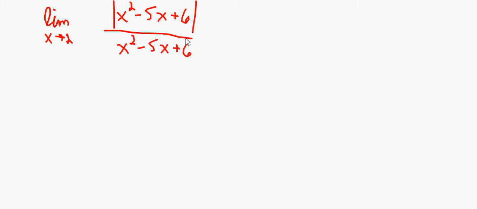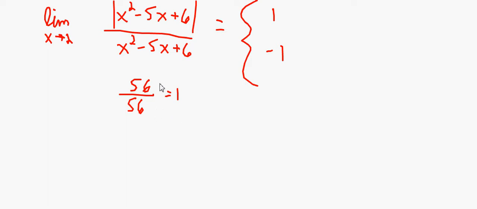Excellent. Well, we talked about functions like this. When you have the absolute value of something and you're dividing it by itself, it can only equal 2 things. It can only equal 1 or negative 1. Because if you plug in an x value and x squared minus 5x plus 6 is positive, then the absolute value doesn't do anything at all. For instance, if you plug 10 into this function, you get 100 minus 50 plus 6. So you get 56 divided by 56. That equals 1.